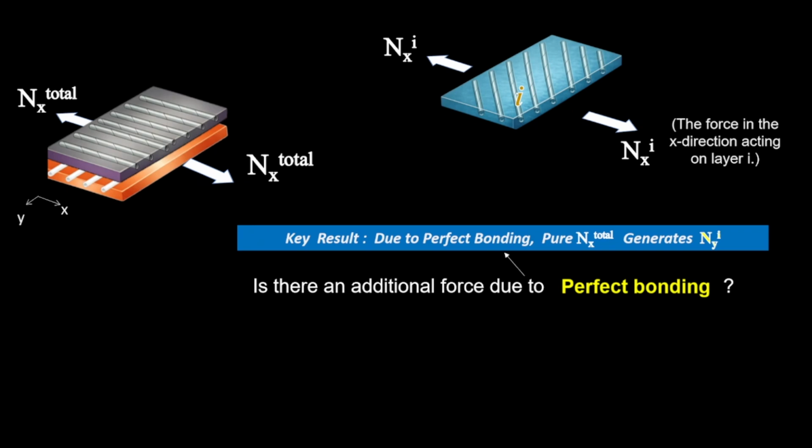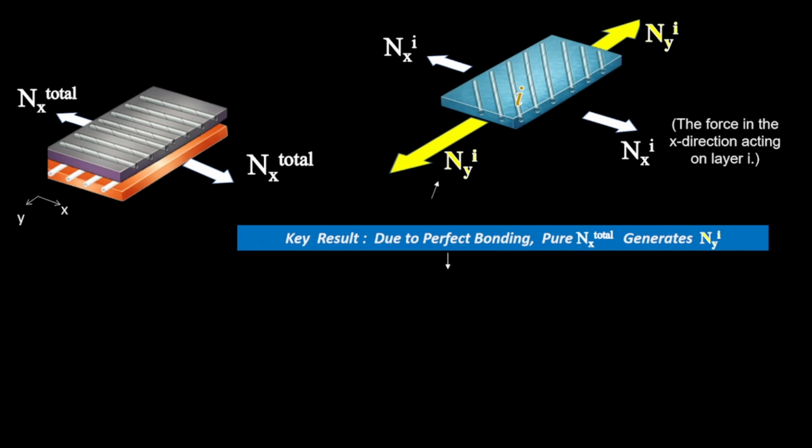Therefore, when the structure is subjected to a total NX load, each layer I experiences not only NXI, but also an additional NYI force arising from interfacial contraction incompatibility. This is the Poisson effect at the structural level.